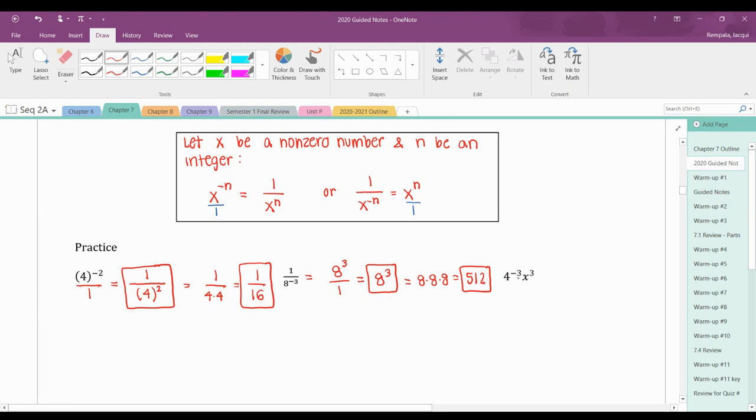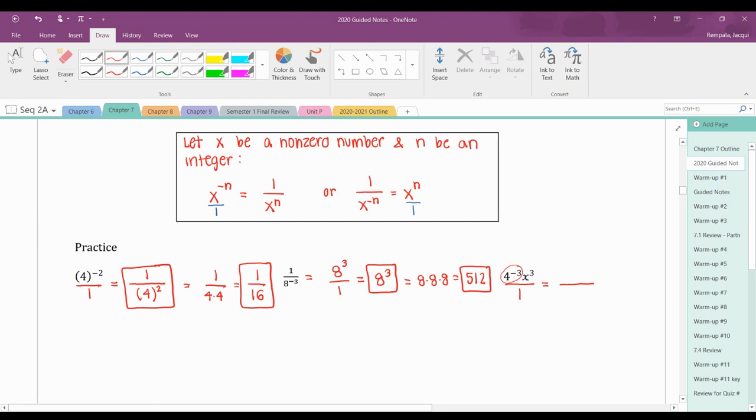We've got 4 to the negative third power times x to the third power. Notice that in this example, one of my bases has a negative exponent. The whole point is that I never want negative exponents. Because I don't see any fractions, I'm going to make it a fraction by putting that whole thing over 1. I only need to move terms that have negative exponents. So only this 4 has a negative exponent. The x has a positive exponent.